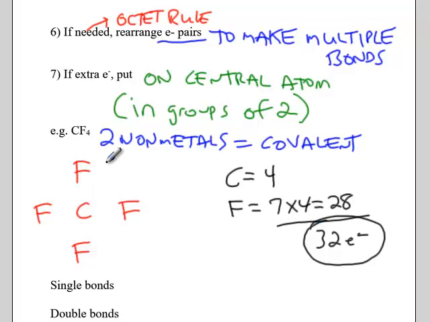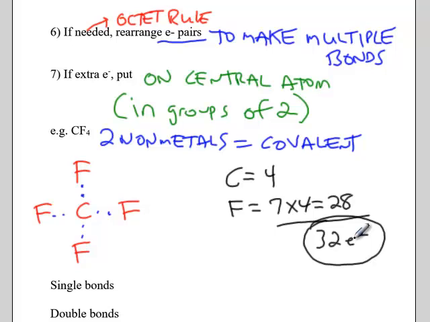Then we connect the terminal atoms to the central atom by putting a single bond, which requires 2 electrons. So we need to connect each one of the 4 terminal fluorines to the central carbon with 2 electrons. That uses up our first 8 out of our 32 electrons.